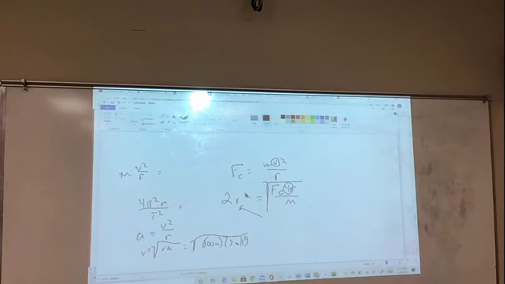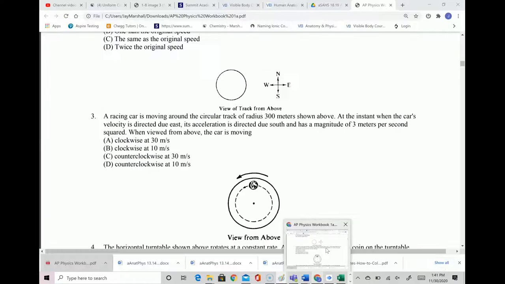So notice my units here are going to be meters squared per second squared, but the square root of 900 is what? 30 meters per second. Okay, so it took me a minute to think about what it shouldn't have, but all they're really wanting you to be able to do there is equate centripetal acceleration with V squared over R.